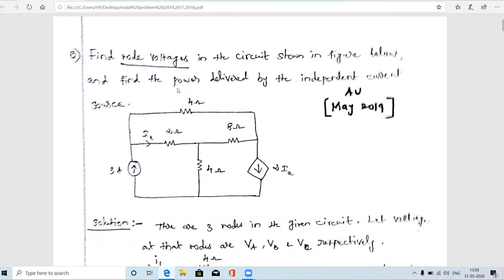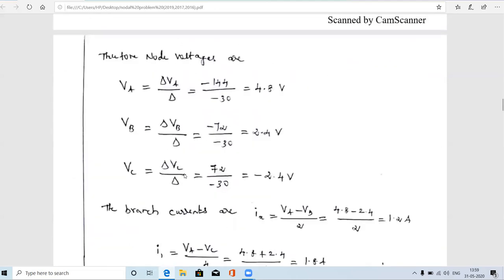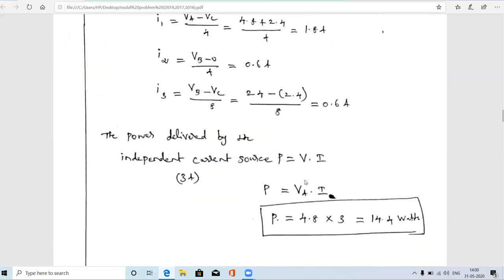The next one is the power delivered by the independent current source. You see this current source; what is the voltage across this current source? The voltage at this node is VA. The power delivered by the independent current source is P equal to V into I. The voltage at that current source is VA, into the current source value. The VA value we calculated as 4.8 volts and the current source value is 3. So in total we get the answer 14.4 watts.